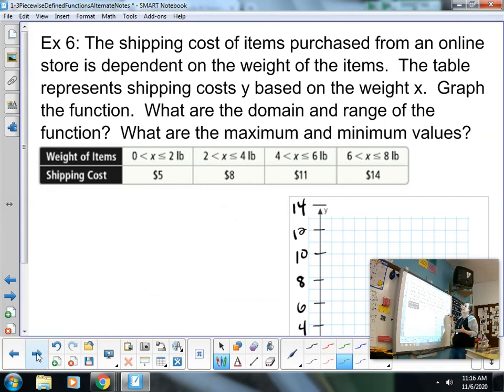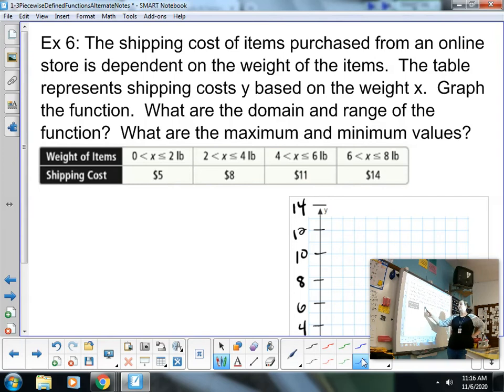Because this one is graphing, this is actually going to be a step function. So we have a table that gives us the shipping cost of items that are purchased from some online store that's dependent on the weight of the items. So there are places where how much you pay for shipping is going to depend on how much your total package weighs. Typically, though, you're going to be paying a shipping cost based on how much you spend, but if you are purchasing from some vendors, they do base the shipping on the weight. And that's what we have here in this table.